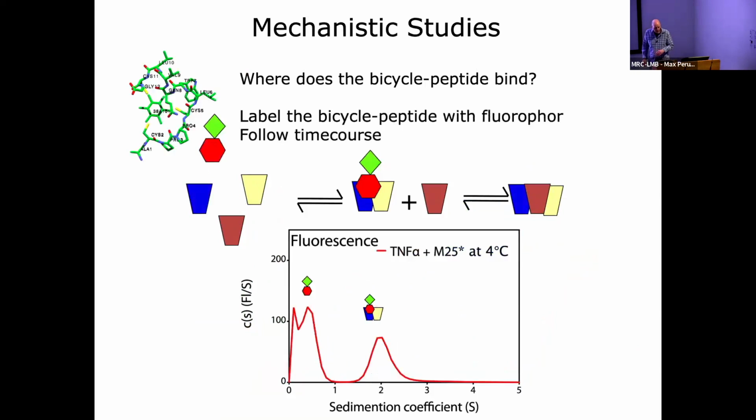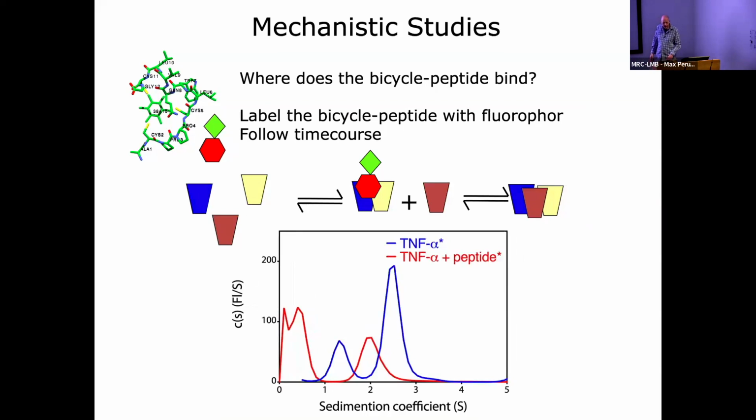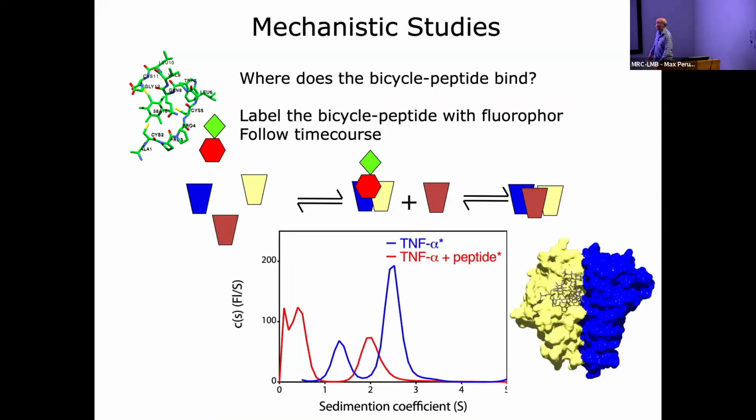Then when we put in just the labeled bicycle and see where that bound, the sedimentation where it was binding onto the TNF alpha was at about 2. So if we overlay the two, we can see that it seems to be binding in the middle between the monomer and the trimer. And actually, when they solved the crystal structure, they found that the bicycle forms a cross between two subunits of TNF alpha, which aren't available in the trimeric species.